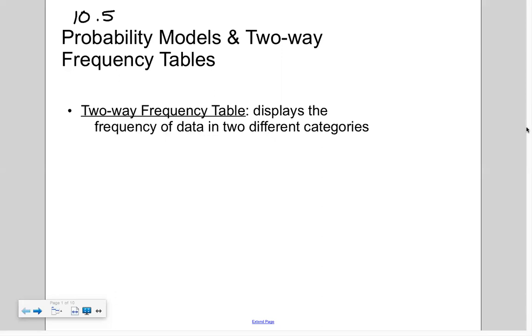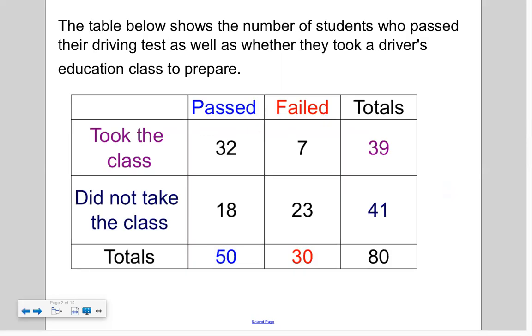So a two-way frequency table displays the frequency of data in two different categories. Okay? That may sound confusing, but the example we show should make it pretty clear. The example we're going to use on the first handful of slides is one where people either passed or failed their driving test, or they took a class or did not take a driving class. And this is the frequency of the people that did this. So this bottom right corner tells you the total number of students, 80.